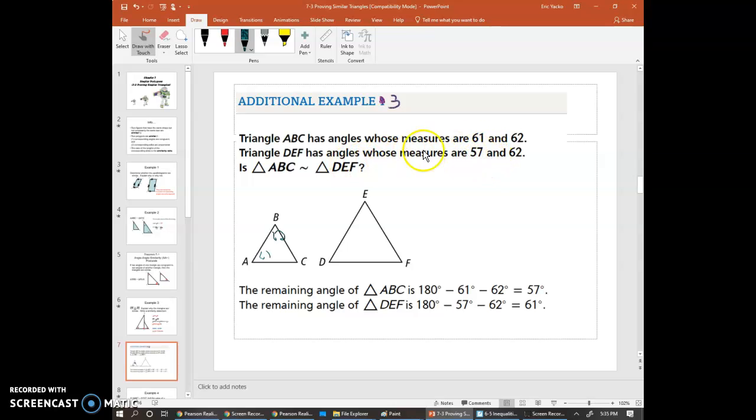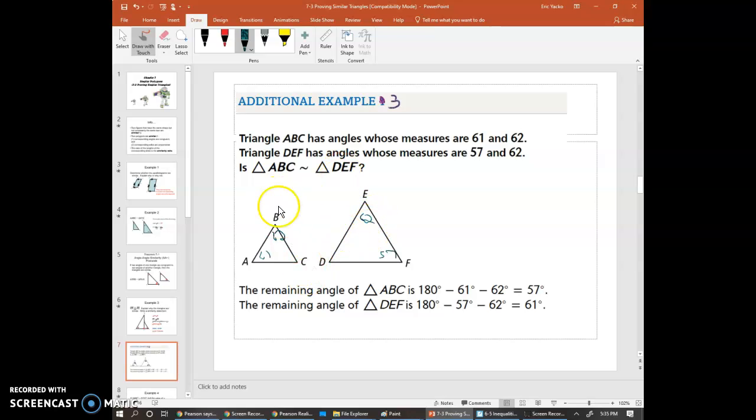All right. And DEF has 57 and 62. Well, let's say that this one's 57, because we know these two are 61 and 62, so maybe C is 57. I don't know. And angle E is 62. Well, E and B match up already, so that's one angle.